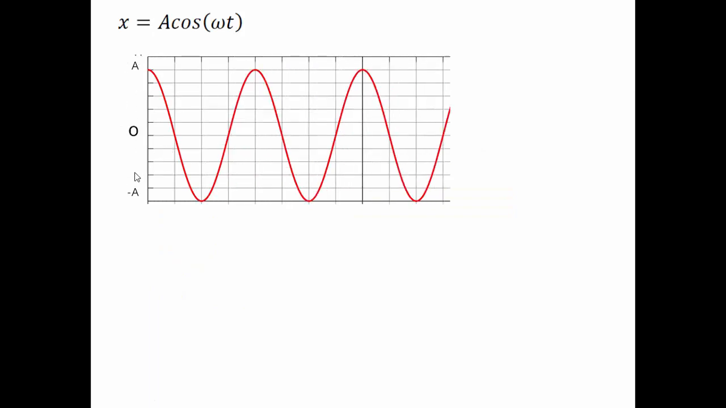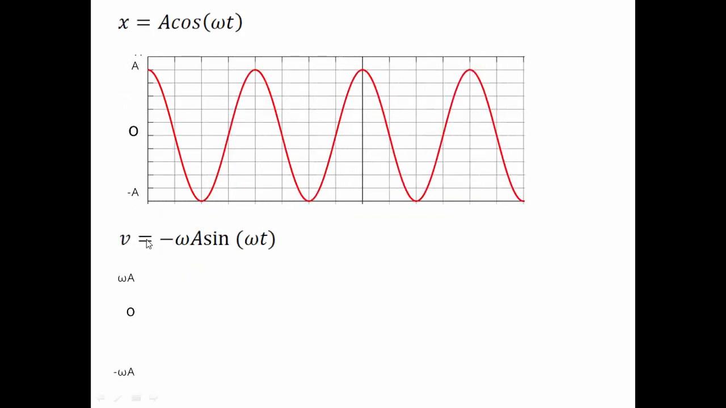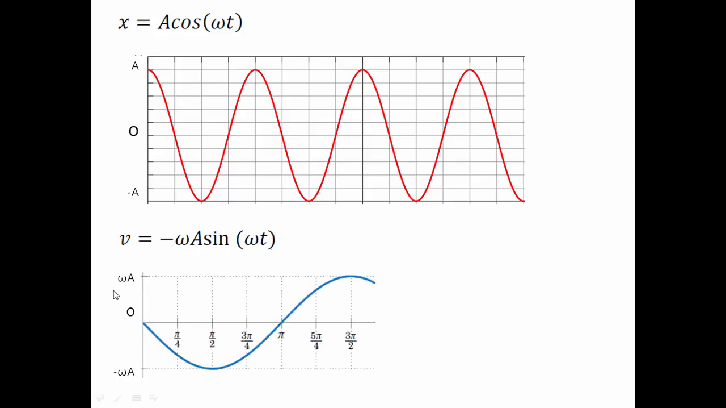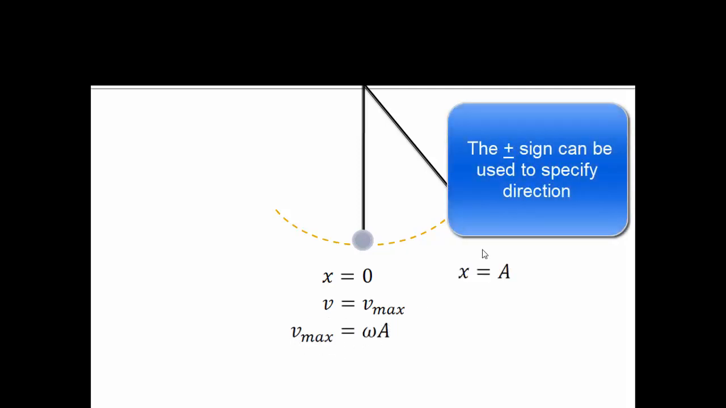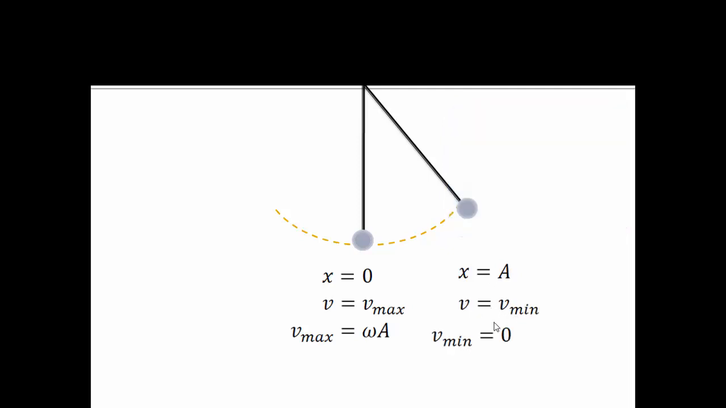Representing this graphically, for x equals a cos omega t, we get a cosine curve with the value ranging between minus a to plus a, and v equals minus omega a sin omega t will be a sine curve which goes to the negative maximum first and then to the positive, with value ranging between omega a and minus omega a. If we visualize this, then at x equals 0, v will be v max, so v max is omega a. At the extreme position x equals a, v will be minimum, that is v will be 0.